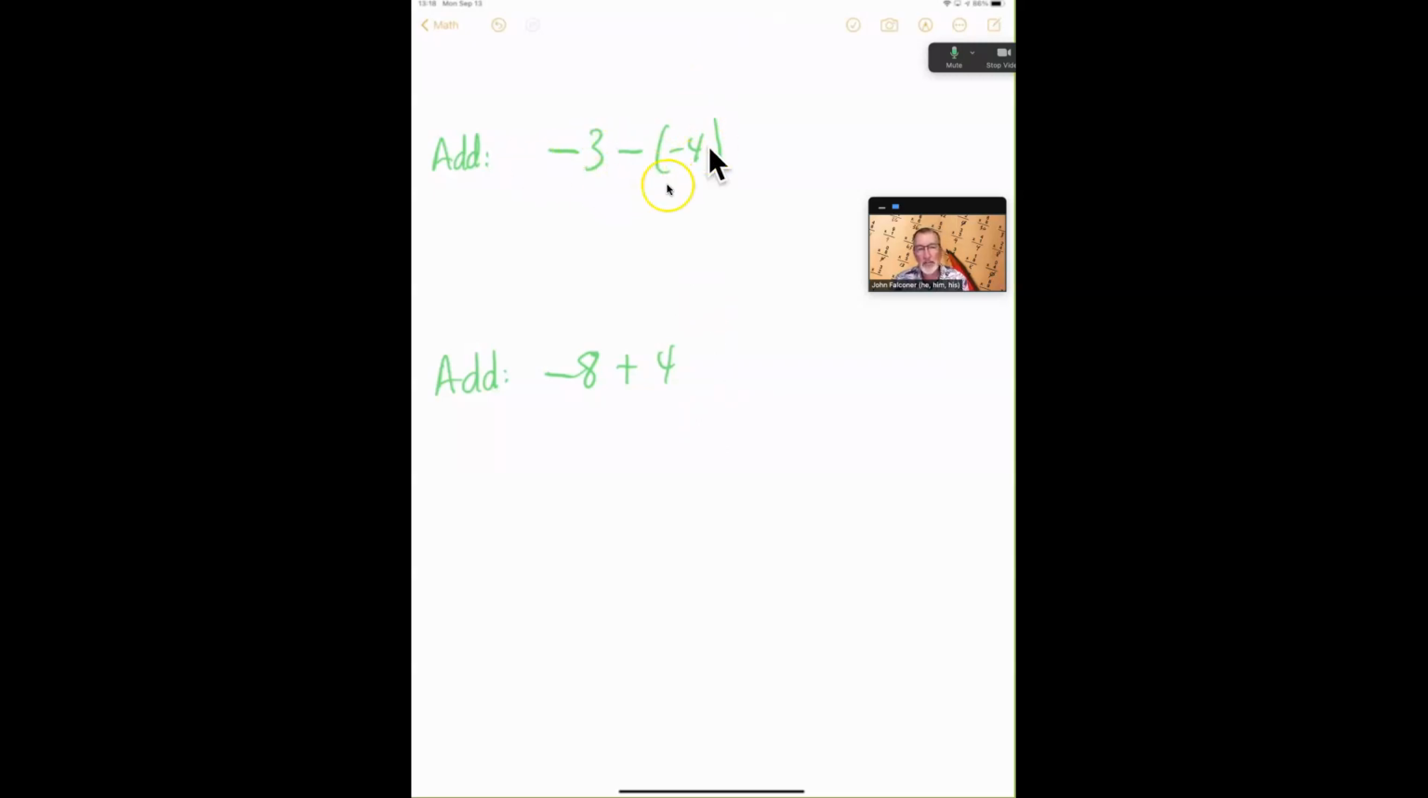Right now the signs are the same, right? You got a -3 and a -4, but we are subtracting this -4. So we could assign a new sign. We could say this is the same as saying -3 plus 4. Now the signs are different. So when the signs are different, we take the difference between the two numbers, which means 4 minus 3 gives you 1.